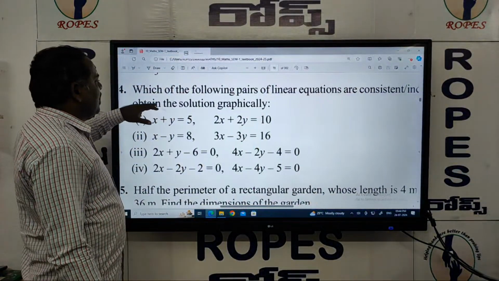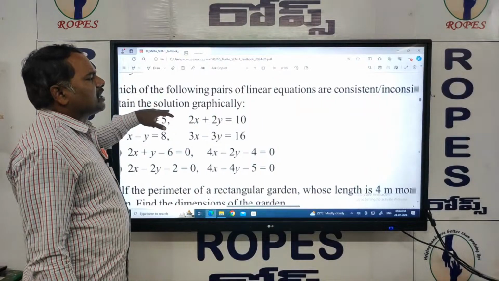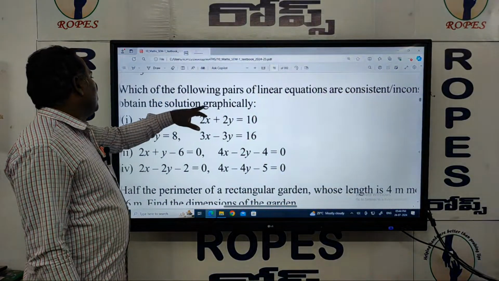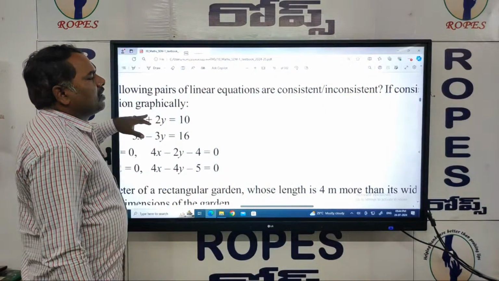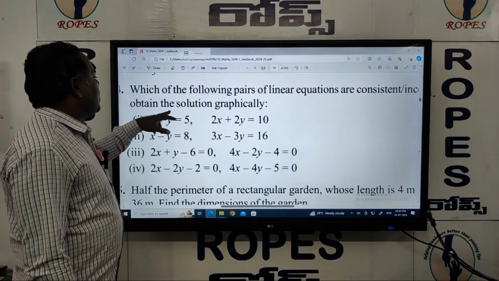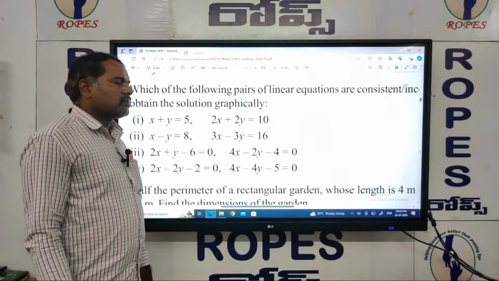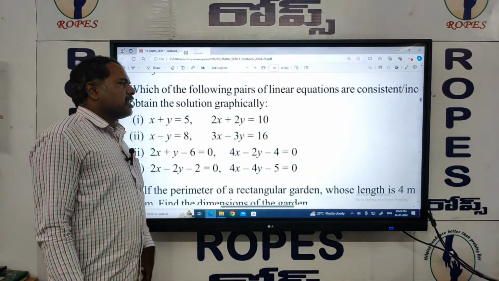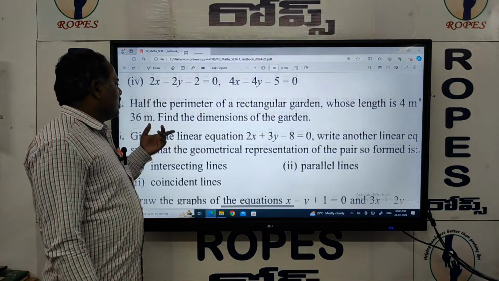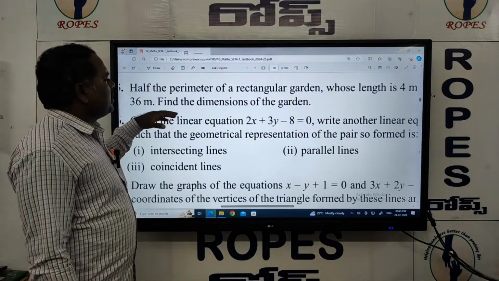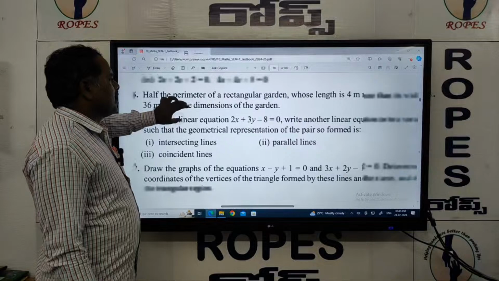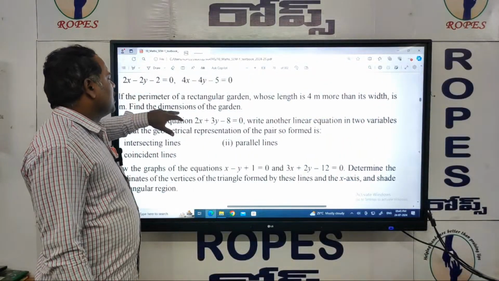Now here it says which of the pair of linear equations are consistent or inconsistent. If consistent, obtain the solutions graphically. So this method we already did in the first question, so we can do that. Next, half of the perimeter of the rectangle. So from here the word problems are starting. Now we'll see this.